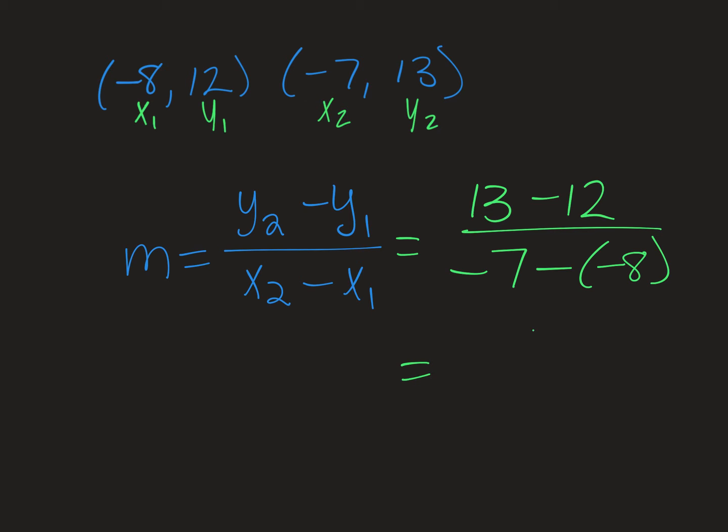So 13 minus 12 is 1. Negative 7 minus negative 8 is 1. So 1 over 1 is just 1. I see what I did. I used the wrong numbers. Somehow I accidentally put negative 8 twice and completely threw out the negative 12. That would do it. So you're flipped. Yep, that happens a lot.